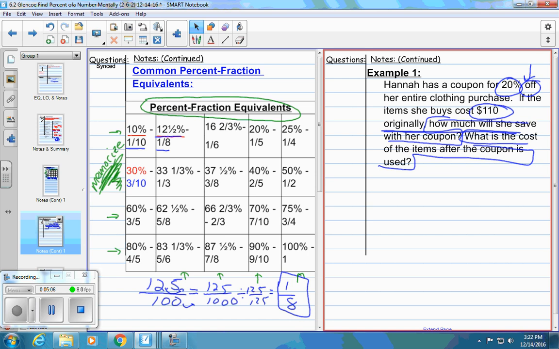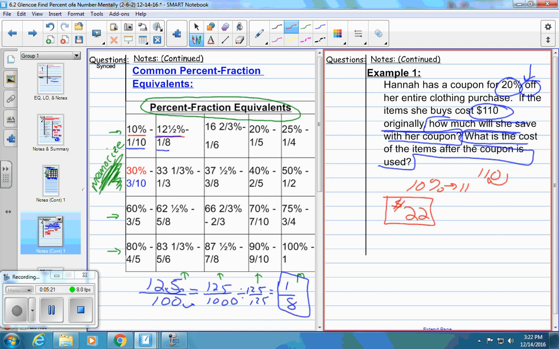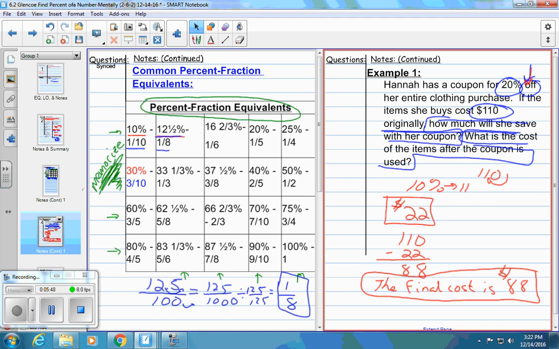So mental math here, the 10%, again, we just move 110's decimal point once to the left. So 10% is $11, which means 20% is $22. So we have our first answer there. That's one of the answers. The coupon amount gets us $22 off. The final cost, we just have to do the operational word for off. What operation is off? Yeah, you're right, it's subtract. So we have to do 110 minus our 22, and that gets us 88. So the final cost is $88. And that's our second answer there. And that's how we do our mental computations.